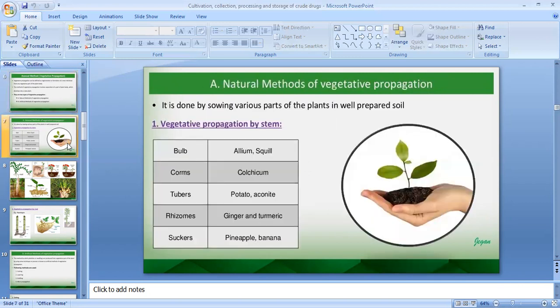First, natural method of vegetative propagation. It is done by sowing various parts of plants in well-prepared soil. First, vegetative propagation by stem. There are several examples: vegetative propagation by stem, bulb, squill and allium, corms, colchicum, tubers, potato and aconite, rhizomes, ginger and turmeric, suckers, pineapple and banana.